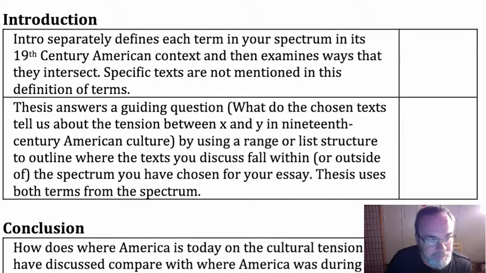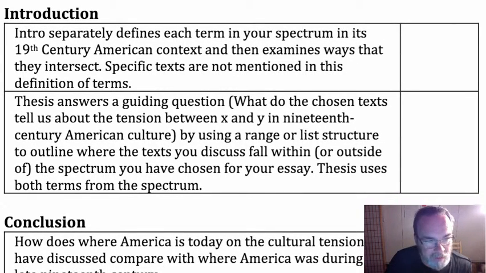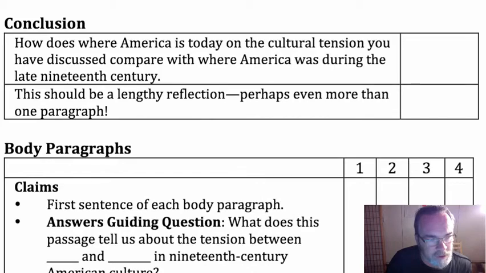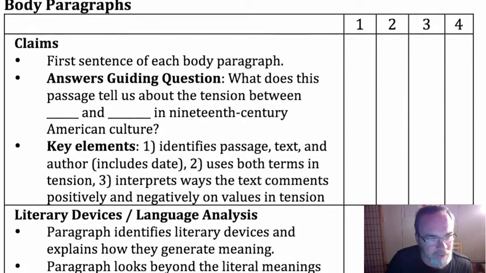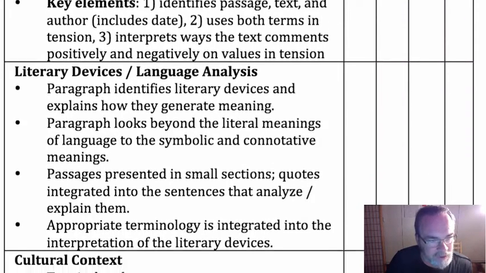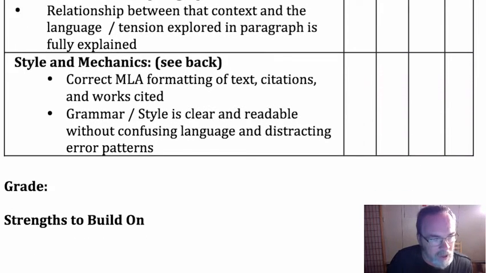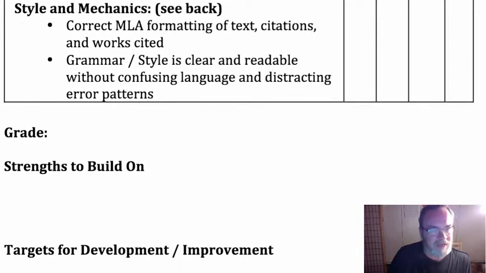Okay, so the last piece of putting together your paper is going to be putting it into proper MLA format. And I want to just remind you, when I score your paper, I'm going to be using this rubric to do it. The rubric starts with the introduction, looks at the conclusion, and then has criteria for the body paragraphs: claims, literary devices, language analysis, cultural context, all the things we've been talking about. But one thing we really haven't talked about is that last criteria there: style and mechanics.